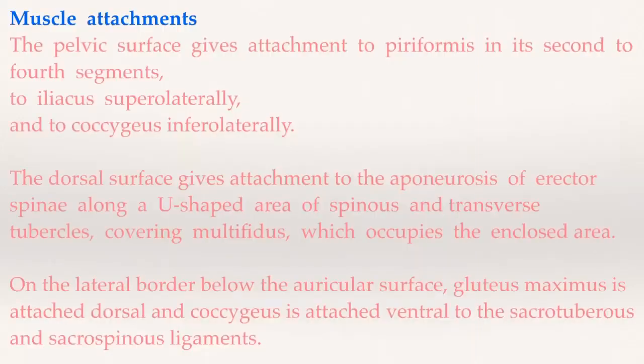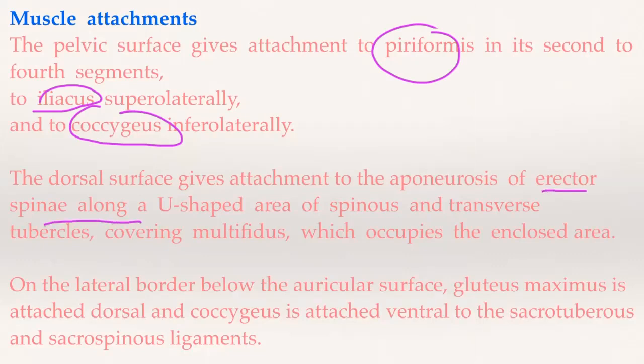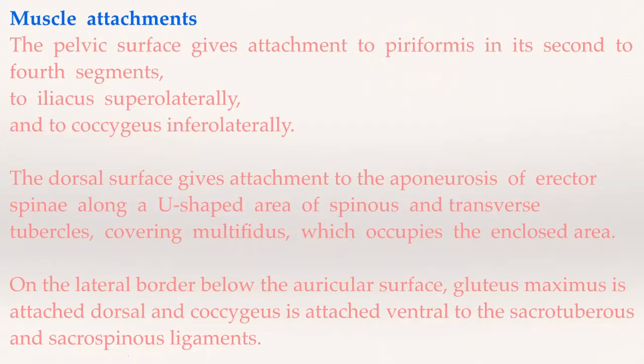The pelvic surface gives attachment to piriformis, iliacus, and coccygeus, right? The dorsal surface gives attachment to the erector spinae, along with the multifidus from the spinous processes. So piriformis, iliacus, coccygeus, erector spinae, multifidus, gluteus maximus, right? Sacrotuberous and sacrospinous ligaments. You all see that. Okay.